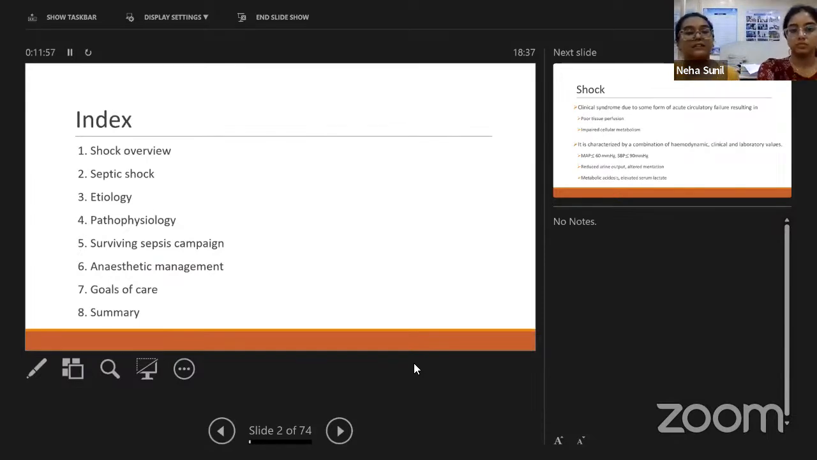It will be discussed under the following headings: shock overview, septic shock, etiology, pathophysiology, surviving sepsis campaign, anesthetic management, goals of care, and summary.